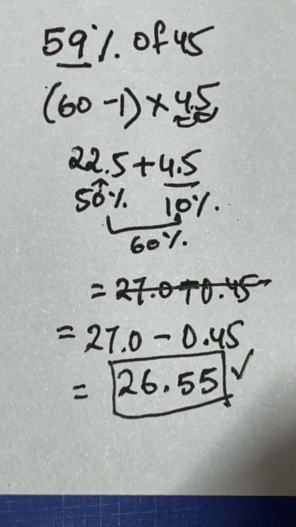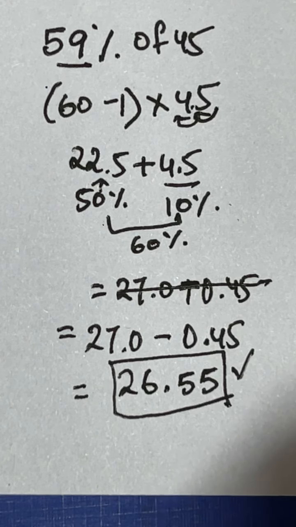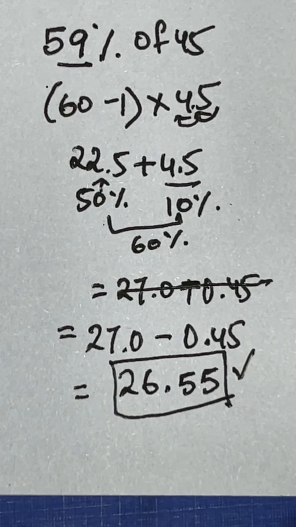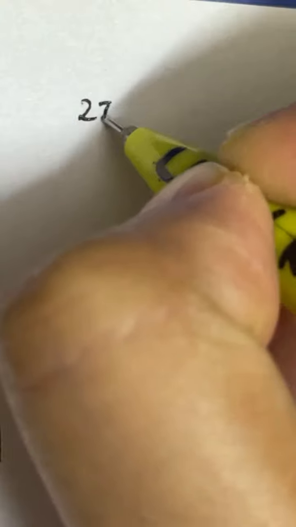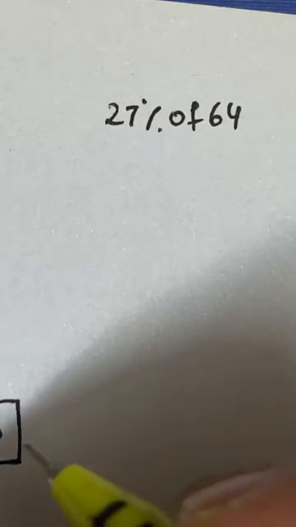How easy. We are not using any calculators, nothing. We are just doing everything mentally in our head. Okay, let's see another example on this. For example, if you have 27% of 64. 27% of 64. Now what can you do?